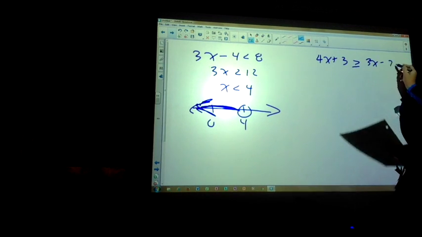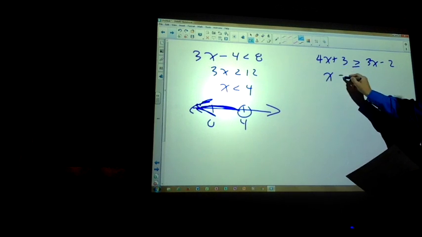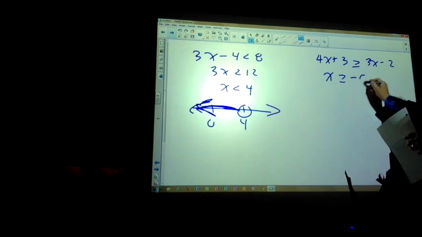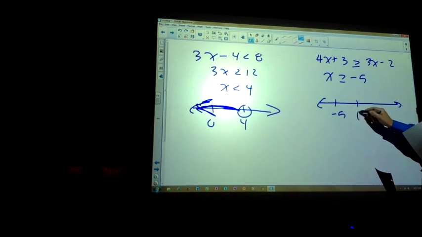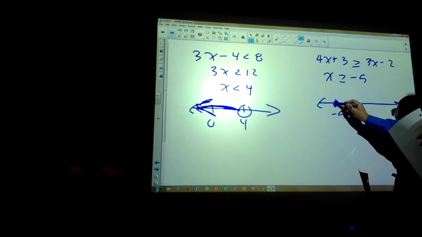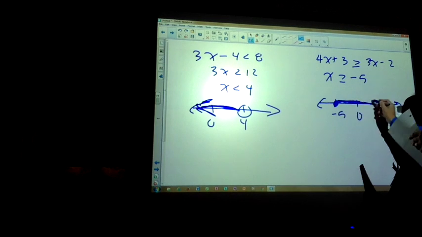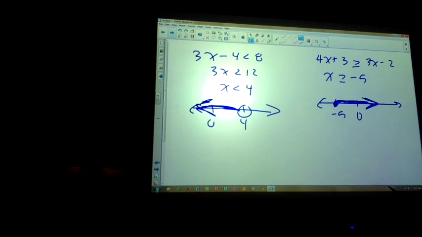And then number 2, we have 4x plus 3 is greater than or equal to 3x minus 2. Subtract 3x, subtract 3. So I have negative 5 down here, I have 0 here. This is a solid dot here, shading this way. Okay?